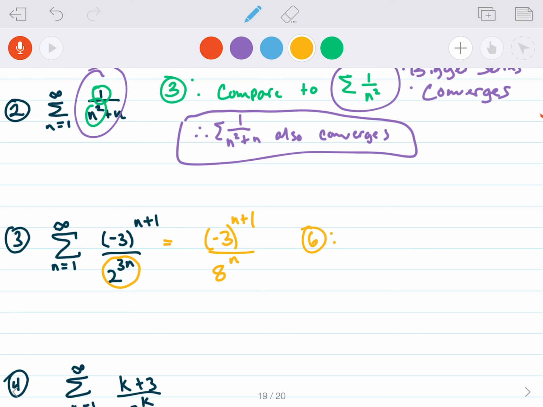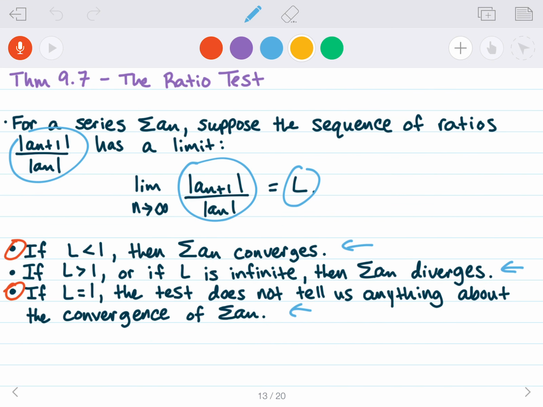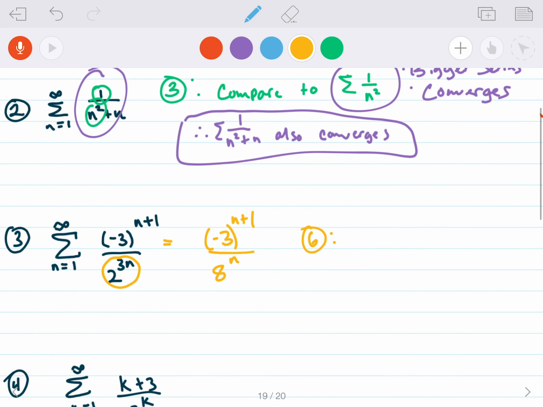So the ratio test says what? Let's go back to it to remind ourselves. This says that we need to take the limit as n goes to infinity of the absolute value of a sub n plus 1 over a sub n, and that limit is going to tell us whether it converges or diverges. So let's do that here. This is the ratio test.